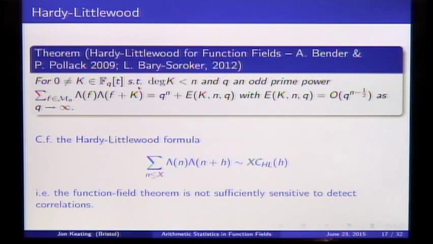So you can ask, what about Hardy-Littlewood in this context? And this was sorted out surprisingly recently. There are some papers by Bender and Pollack and Lior Bary-Soroka, who's here and will probably speak about these matters. So they established an analog of the Hardy-Littlewood conjecture for correlations between values of lambda separated by k, in the limit as q tends to infinity, the size of the base field tends to infinity. And this is the theorem, which is in its most general form in Bary-Soroka's paper, with some appropriate error term.